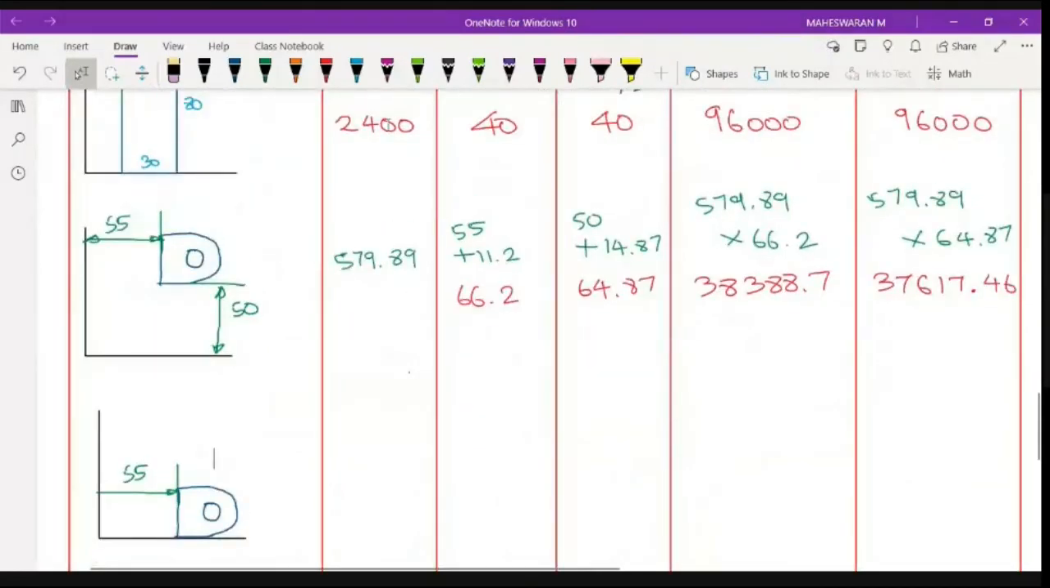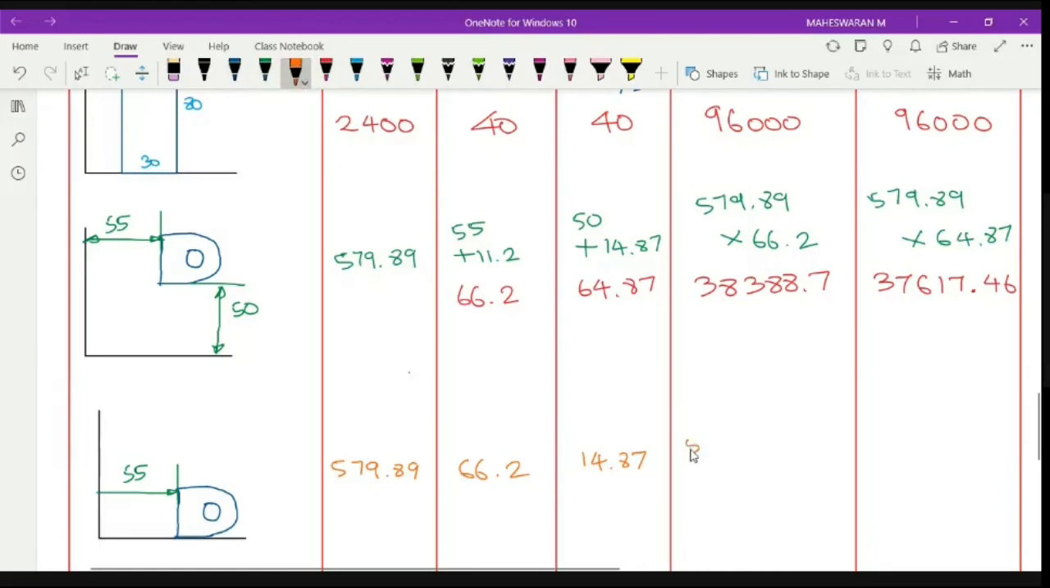Okay. So what about your area? Area is same. You will get the same area, which is 579.89. Your X bar, I think there is no change in my X bar. So you'll get the same 66.2, right? Because the offset distance is same. So you'll get the same value here. Y bar alone will change, which is 14.87, half of it. Okay, so there is no 50. Offset distance of 50. Now we can add this.